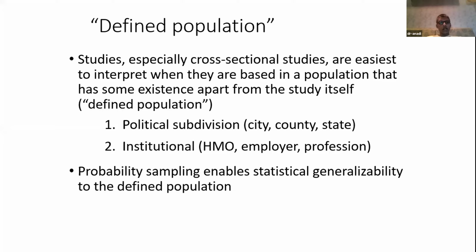All the associate professors of Arjikar Medical College is a defined population. You can subdivide it; all the faculty members of the cardiovascular system is a subdivision of a defined population.